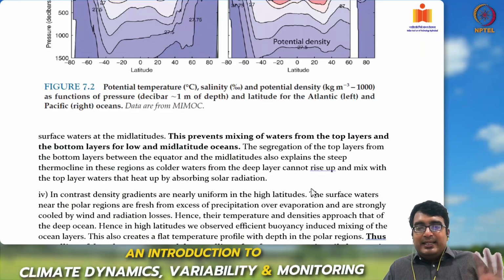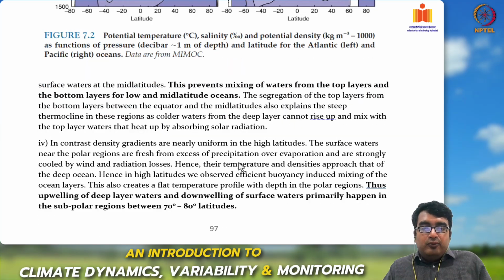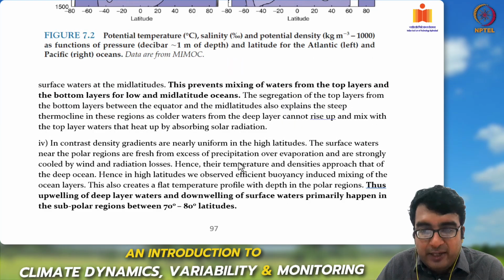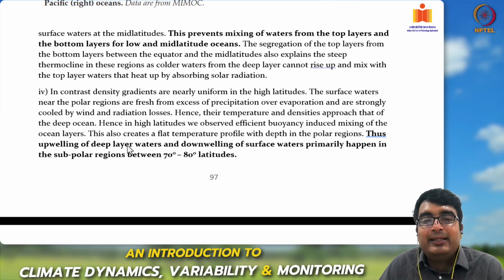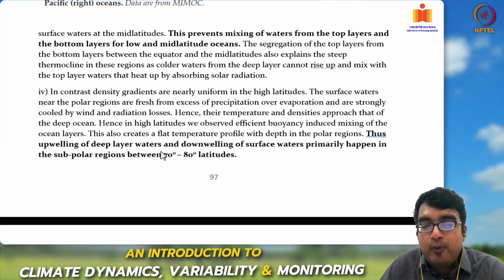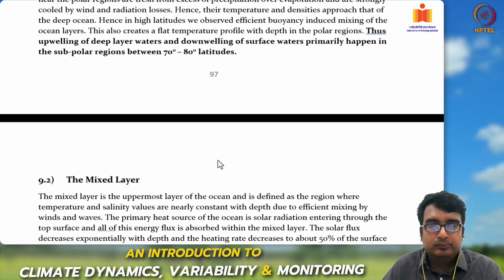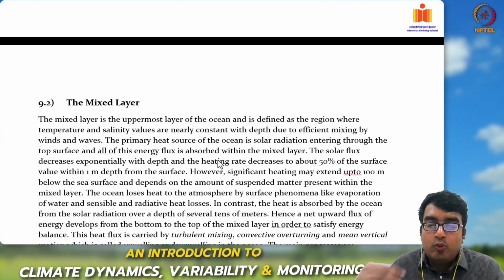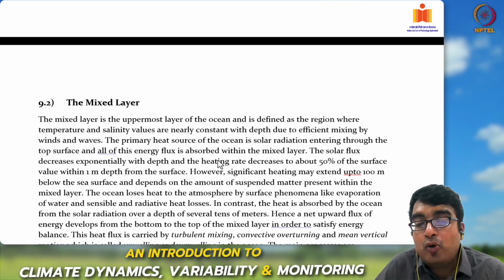Okay. So these are the main things that we have to be mindful of. That upwelling and downwelling of deep layer waters primarily happen in the subpolar regions between 70 to 80 degree latitudes. We will see this effect when we discuss the ocean currents more.